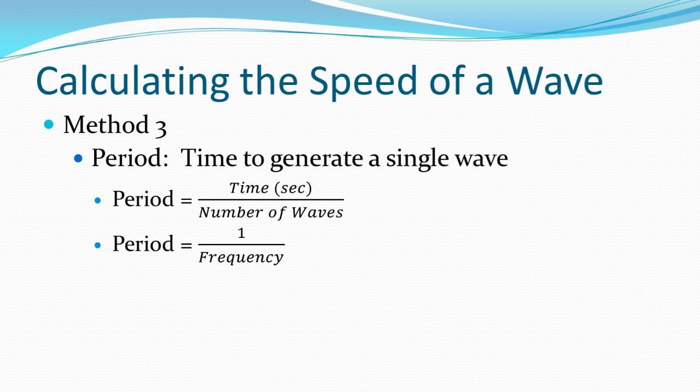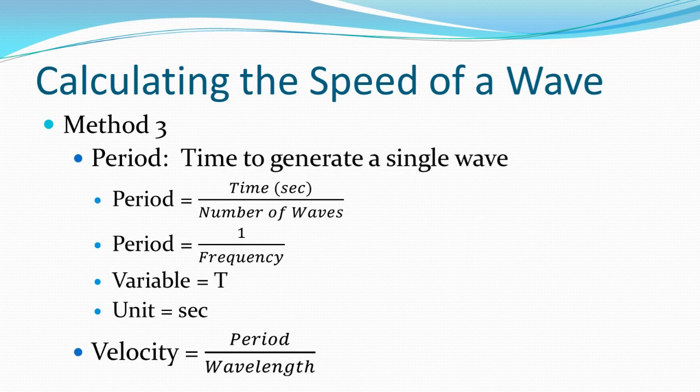or using caret -1, or if your calculator has an exponent of -1, an inverse key. We represent the period with a capital letter T. That's because it's a special variation on time. It's the amount of time per wave. The unit is going to be in seconds. If we're given, or if we calculate the period, we just need to do period divided by wavelength. This will give us the speed or velocity of our wave.